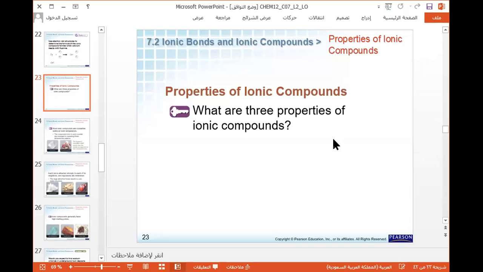So I'll repeat the answer. So first, most ionic compounds are crystalline solids at room temperature. Second, ionic compounds generally have high melting points. Third, ionic compounds can conduct an electric current when melted or dissolved in water. Okay.